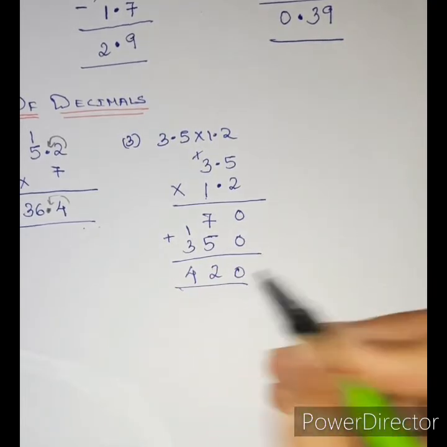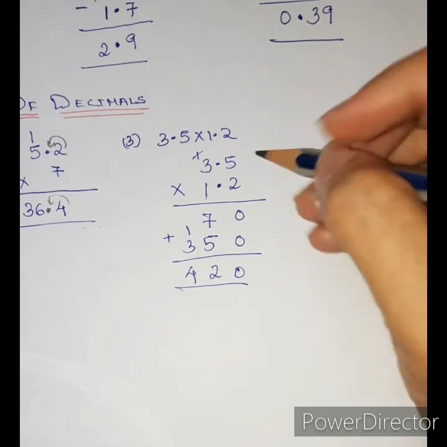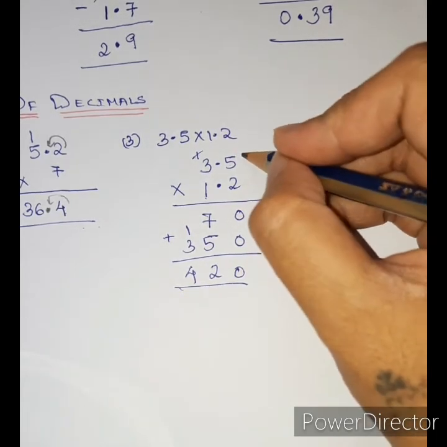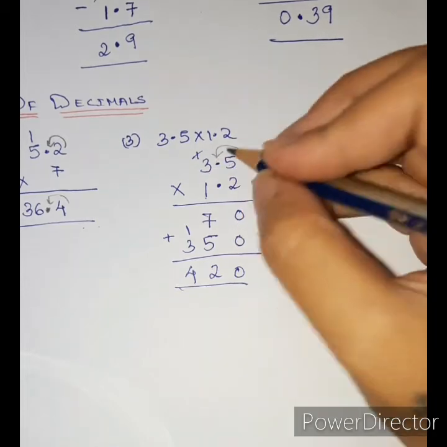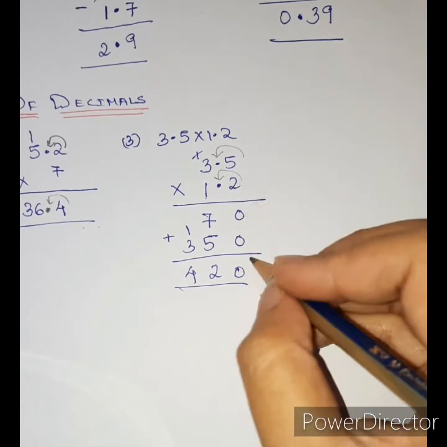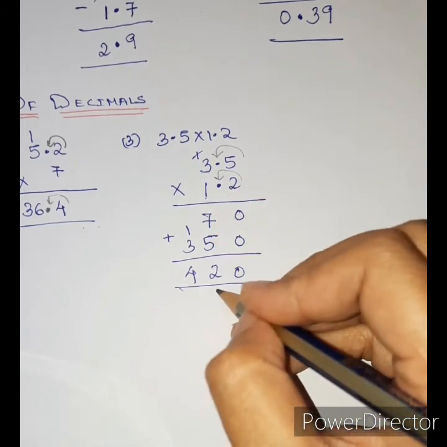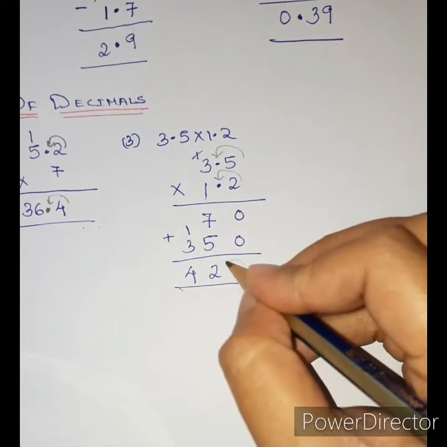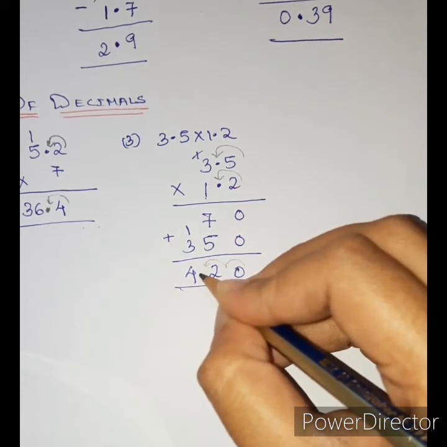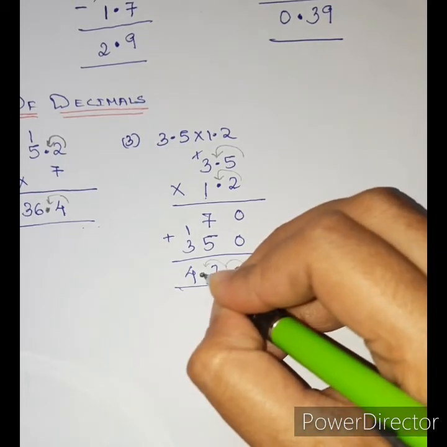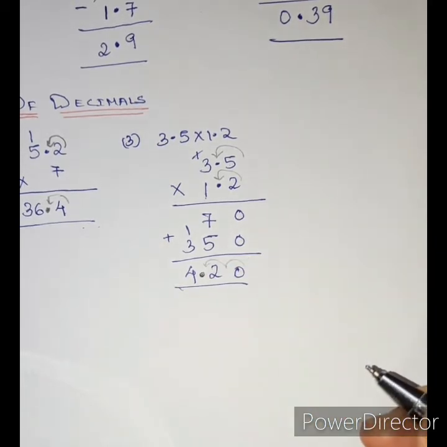Now the decimal place. Here count how many times it is moving. Here it is moving one time, and here it is moving another time. So 2 places it is moving. So the same thing you have to give here because we are adding, no? 1 plus 1 is 2. So the point will come with 2 places in the result. So the answer is 4.20.